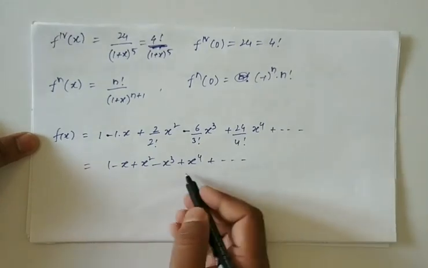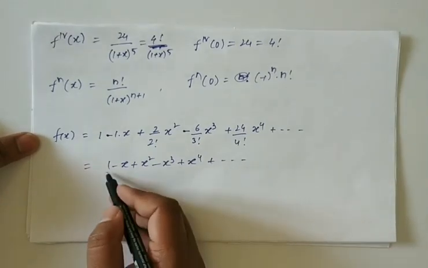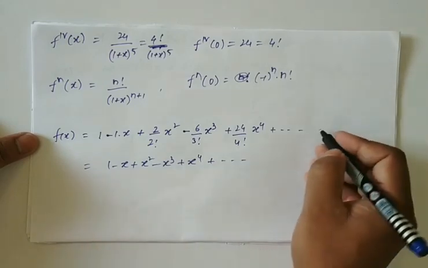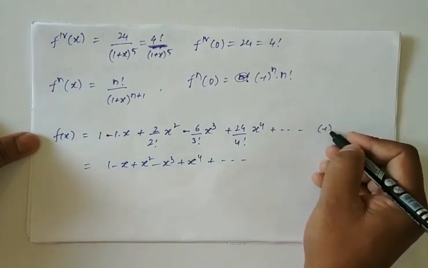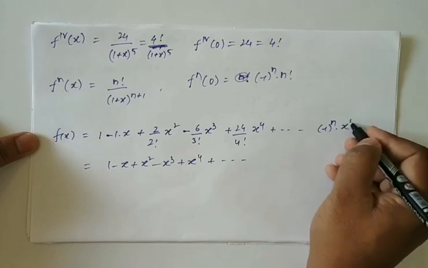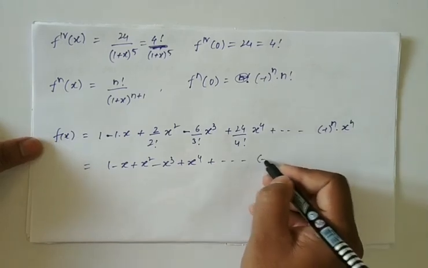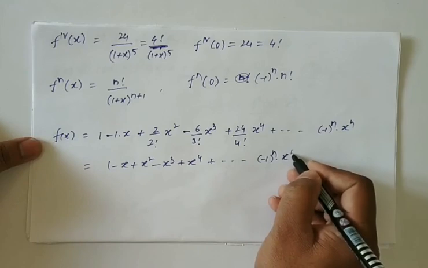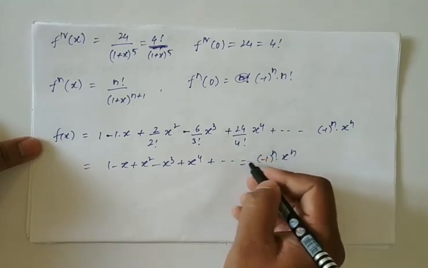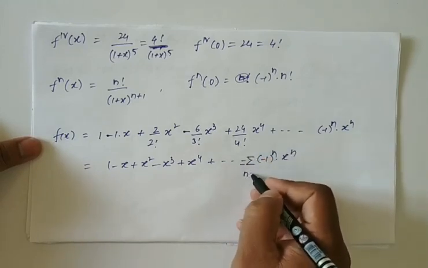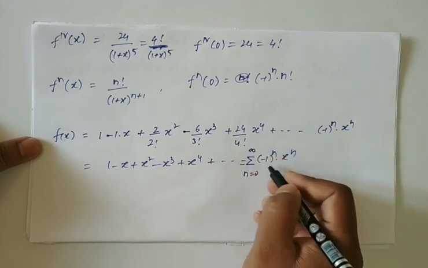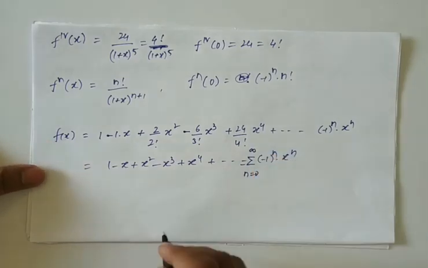Tell me what is the nth term. Here alternating terms are there. So what is the nth term? (-1)ⁿ xⁿ. So this can be written as the summation from n = 0 to infinity of (-1)ⁿ xⁿ.